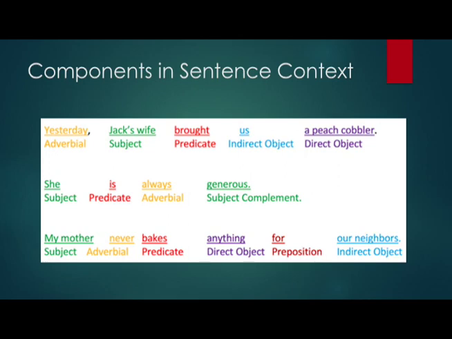In this case, she doesn't ever do it. Therefore, we say never. Our neighbors are the people that she doesn't bake for. So they are the recipients, or in this case, the non-recipients of our mother's baking. So they're the indirect object. And since the indirect object follows the direct object, we need the preposition for to clarify that.